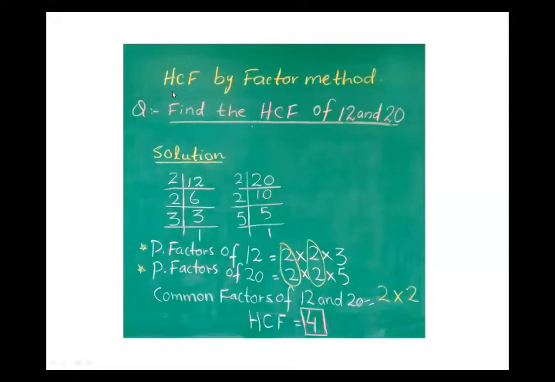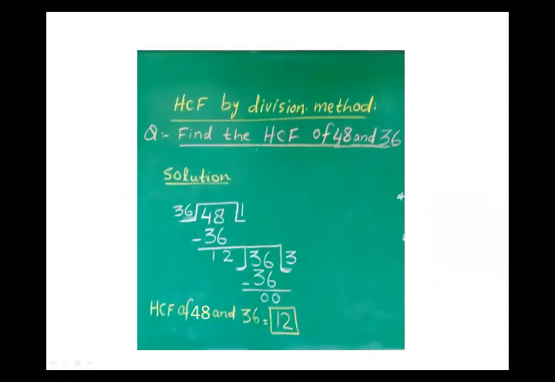To find the HCF or GCD, we have two methods. We already learned about the factor method. Now we go through the second method, which is the division method. So here's the second method.